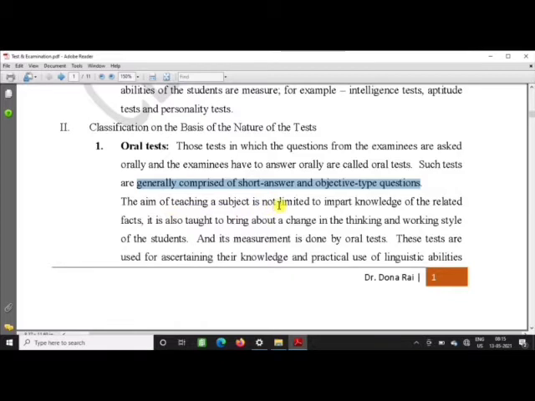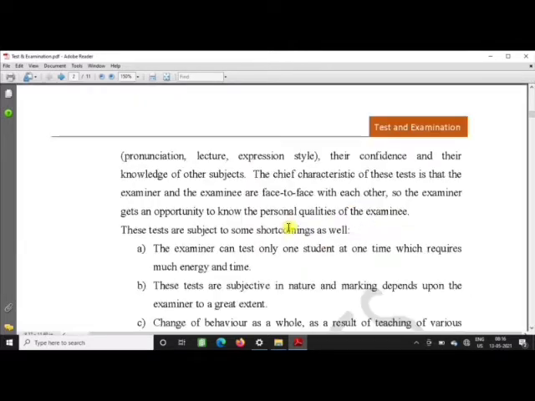The aim of teaching a subject is not limited to imparting knowledge. Apart from this, the teaching learning process should develop the entire aspect of the child. And to check whether his or her all the aspects are developed or not, oral test really helps.